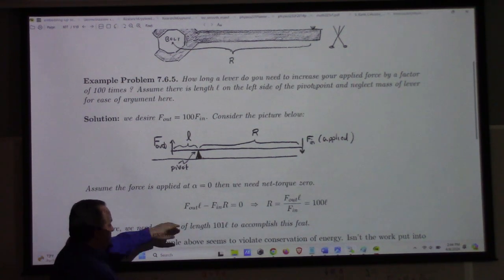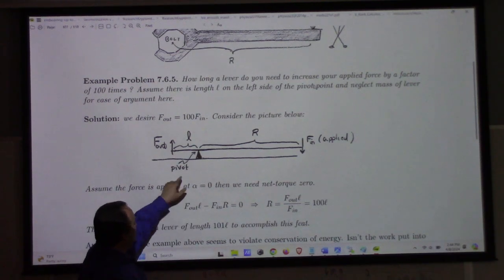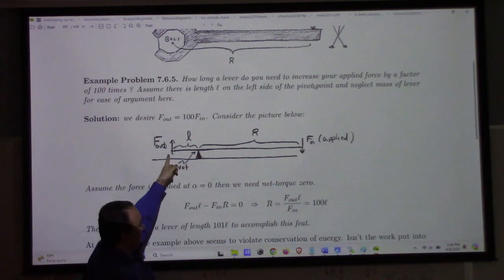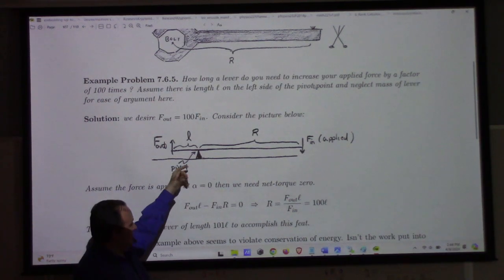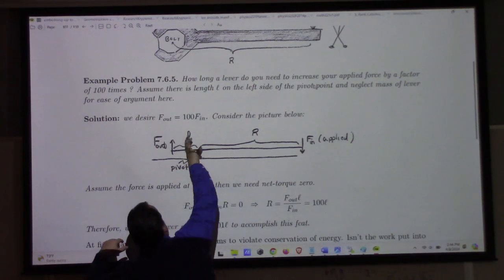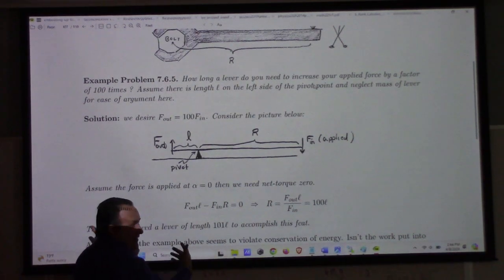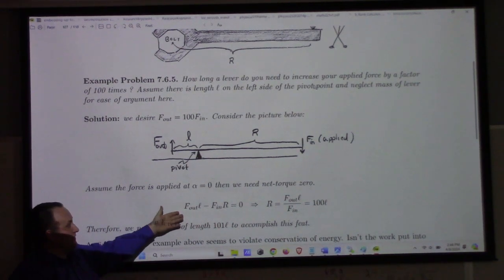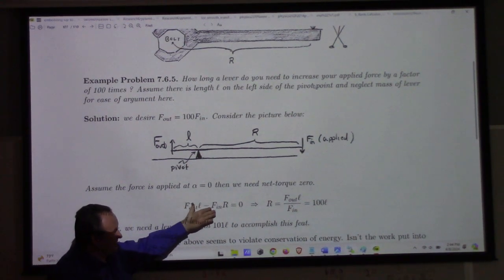So the output force here is going up, and the input force is going down. One of these is a positive torque, and one of these is a negative torque. Apparently, I have chosen clockwise to be positive in my picture. So the point is that these have to have different signs, which means that F out times L has to be equal to F in times R.